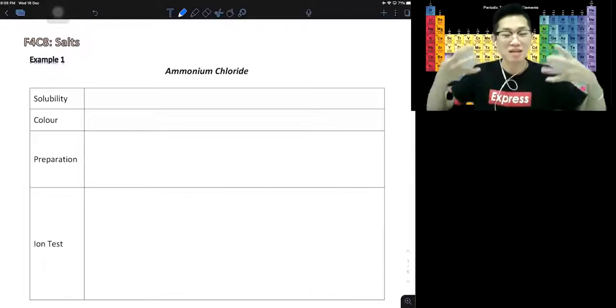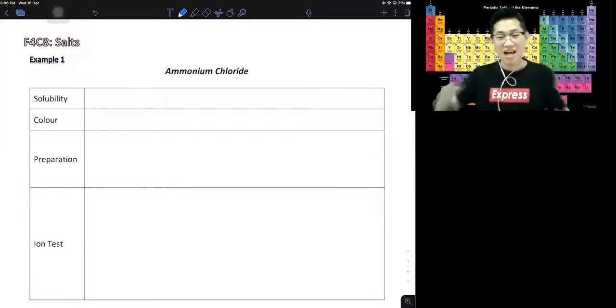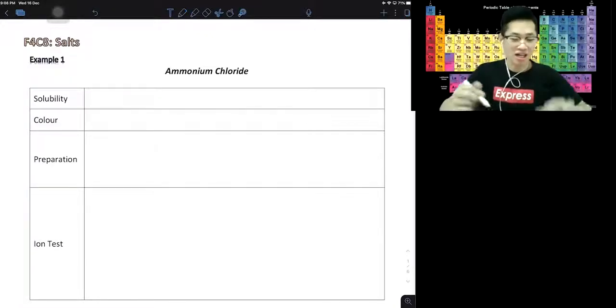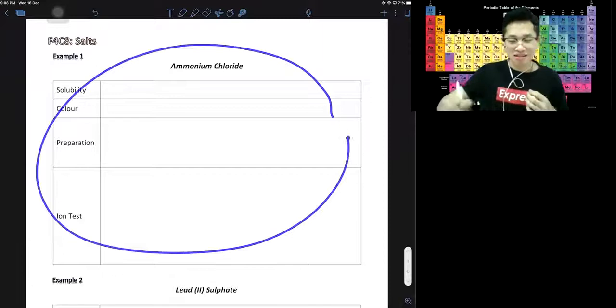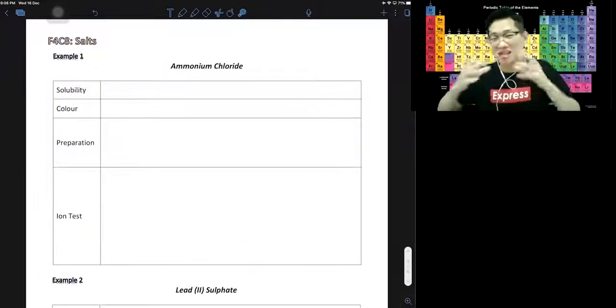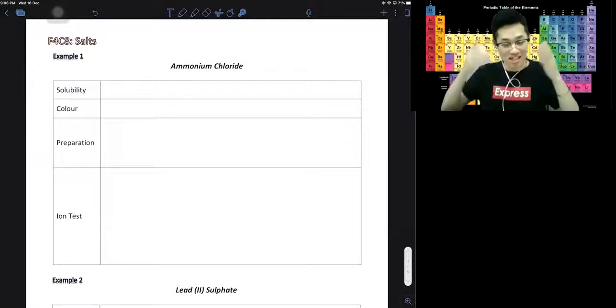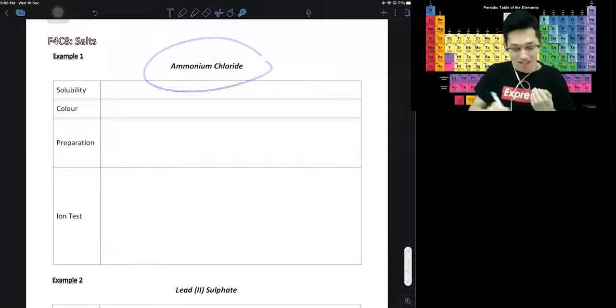I will explain a little bit about this ion test, and then we will straight away do the questions. The questions are prepared this way, so even if you don't have the notes, you can do the answer, because you just need a blank paper, and then you write the formula and then the test.